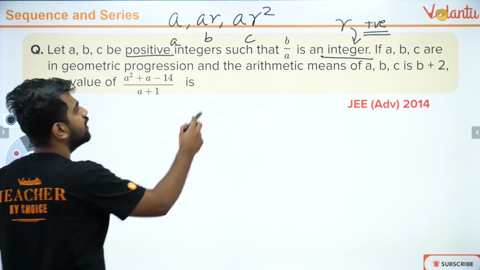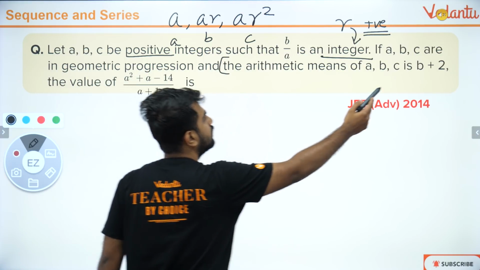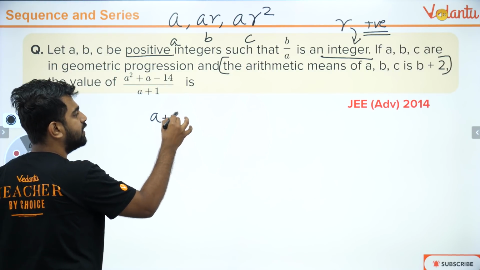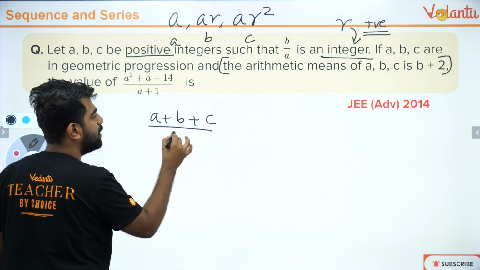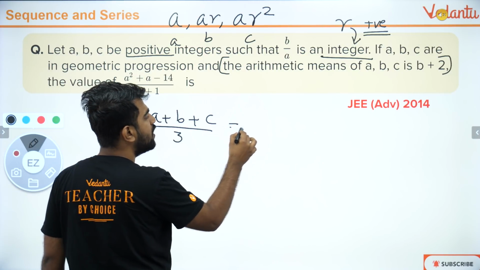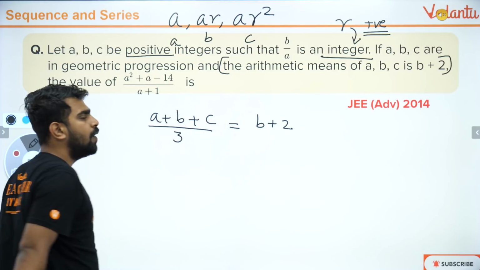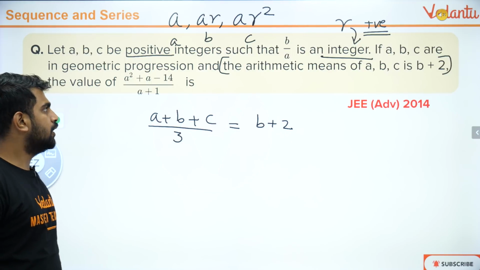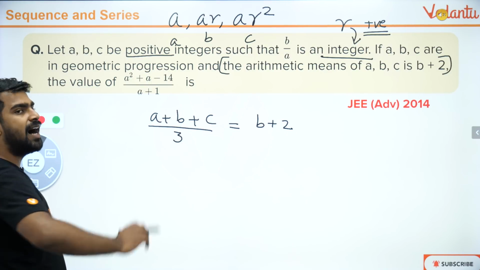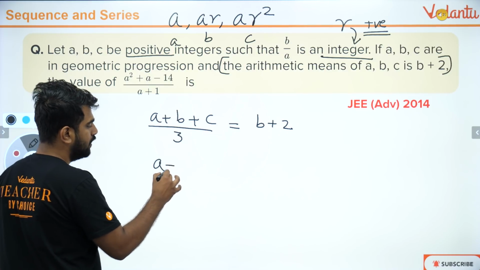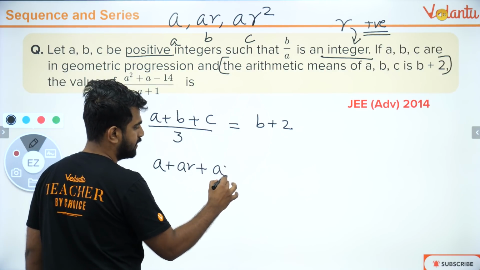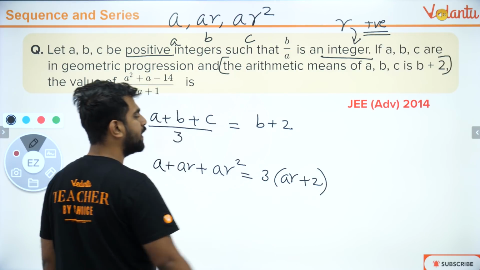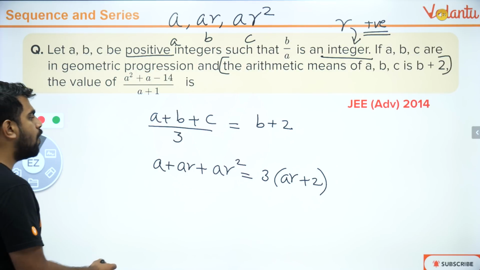Now, let me use the quantitative expression. What is that? This one. So what do we have here? The arithmetic mean of A, B and C. What is AM of A, B and C? A plus B plus C by 3 is equal to B plus 2. Okay, now I want to make it single variable. I have too many variables, too much of a problem. So let us make it an expression in A and R alone. Okay, so I have A plus AR plus AR square by 3 is equal to AR plus 2. Okay, clear?